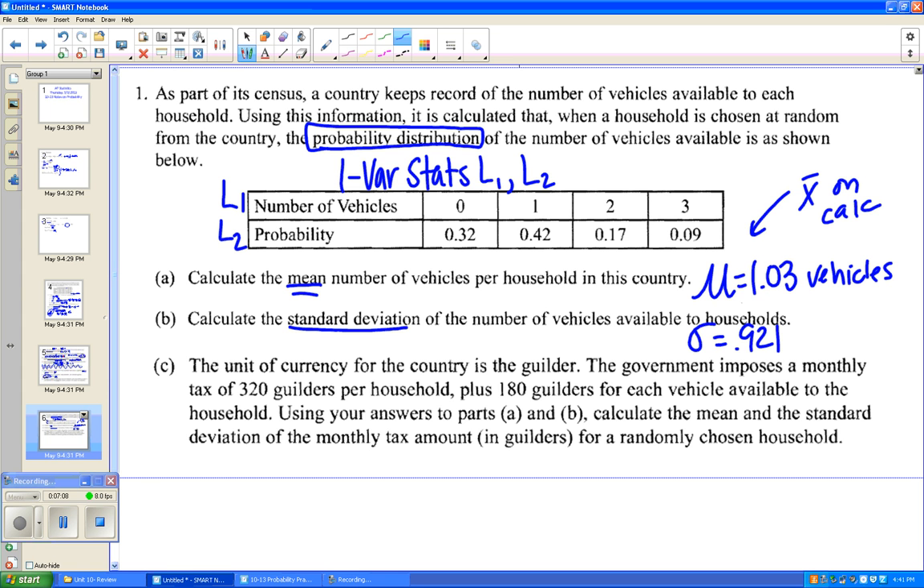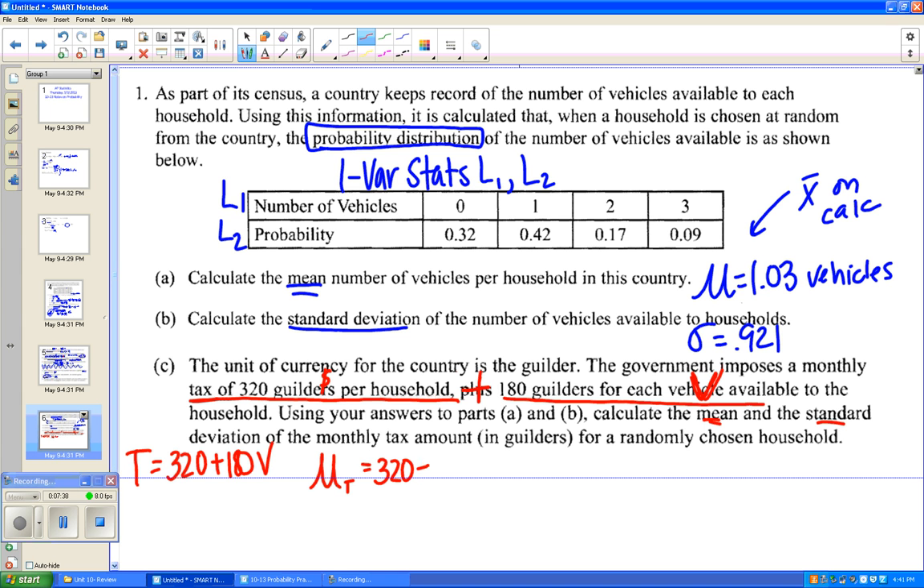And then I'm told that some tax, and I told you this is your 10-8 notes, they charge a tax of 320 guilders per house. Guilders you can think of as dollars. They told us that that's their currency, plus 180 for each vehicle. Well, we already know the average number of vehicles, so what they're telling us is the tax is $320 plus 180 per each vehicle. And I'm asked for the new mean and the new standard deviation. So the new mean of this tax, well, means work the way you'd expect them to. So I can do 320 plus 180, but then what am I going to plug in there? I'm going to plug in what my mean is. So when you do this, you should get $505 or guilders and 40 cents.